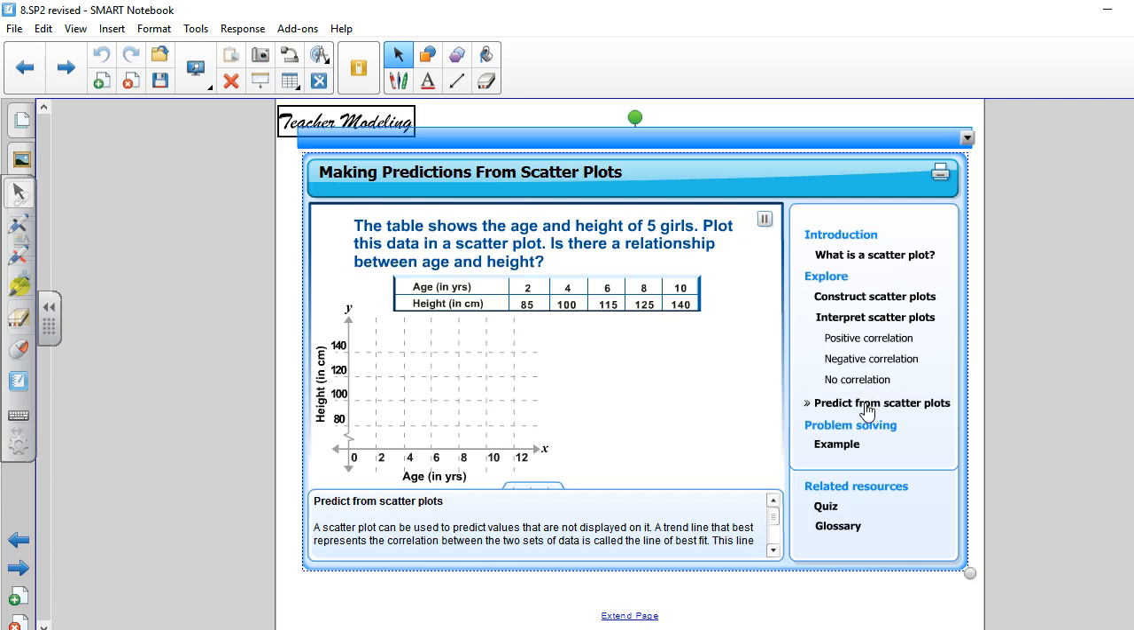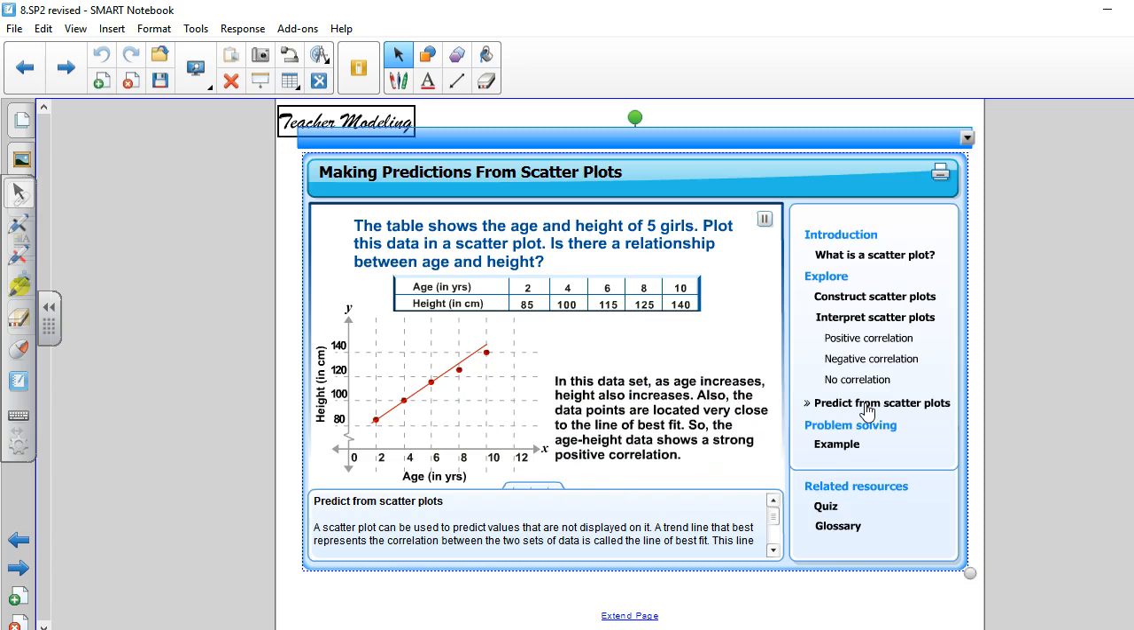So now we're looking at the same age and height of girls, and we want to predict: is there any type of relationship? And if so, what kind of relationship is it? Looking at our scatter plot, we can fit a line that goes through a majority of the points. That trend line is called the line of best fit. So as age increases, height also increases. This is a positive trend.